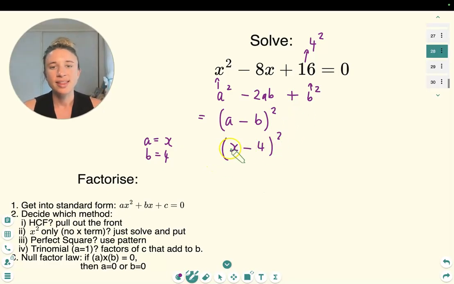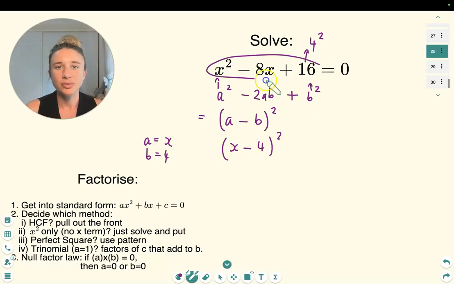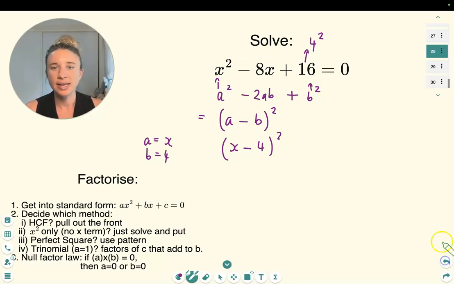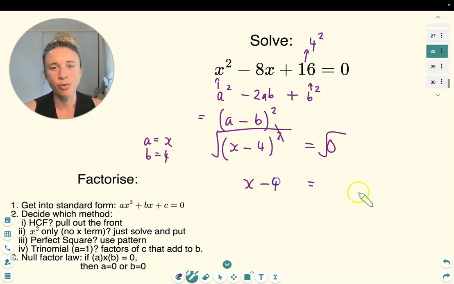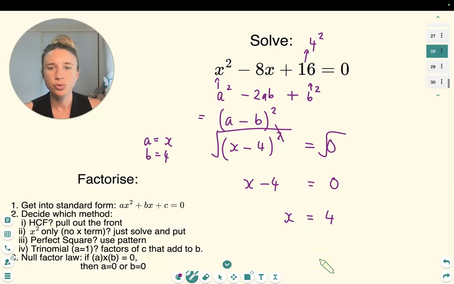Okay, so that is factorized. We've got that, it's factorized. And it equals 0, we know that. So let's try and solve this. What have we got? Okay, this is being squared. So let's take the square root of both sides. That's going to cancel. This is going to be x take 4 equals 0. And we're going to add that 4 to both sides. So x equals 4. Okay, that's what that is.